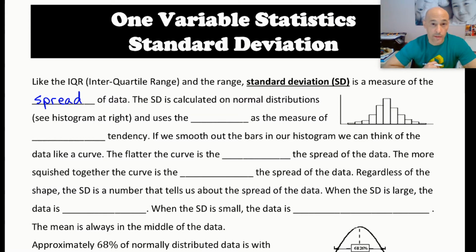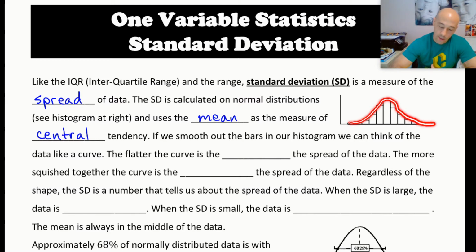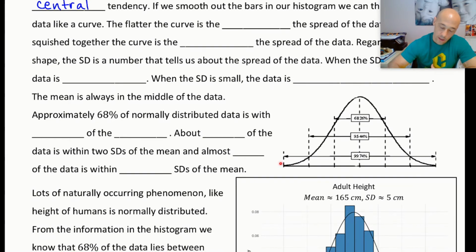And when we talk about these distributions and standard deviation, we use mean as the measure of central tendency. So thinking about the center, we use mean, not mode. If we smooth out the bars in our histogram, we can think of the data like a curve. So if we take these bars and smooth them out into just a curve, it'll look like that, which you can also see right here. This is the same idea.